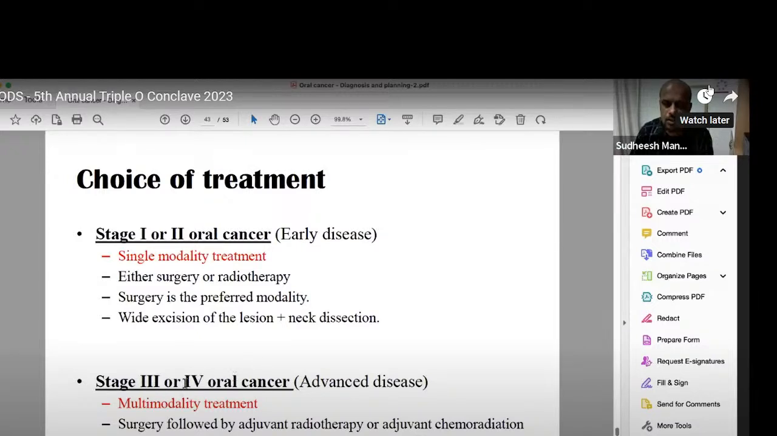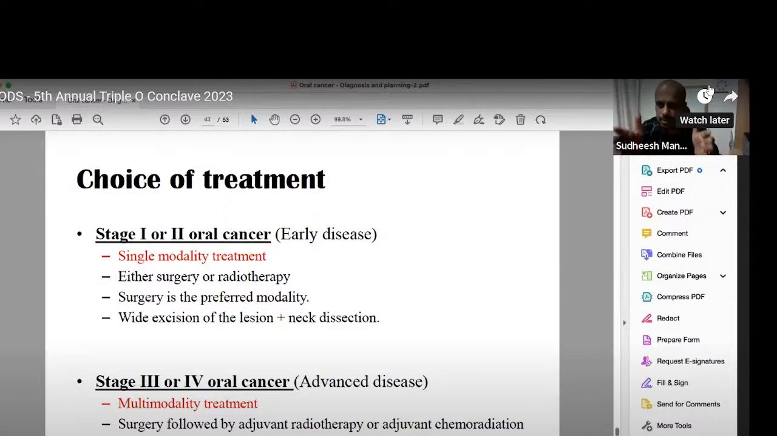For stage 3 or stage 4, that is advanced disease, you need a multi-modality treatment, that is surgery followed by adjuvant radiotherapy or adjuvant chemotherapy. So again, the treatment is divided into 3 basically. There is something called definitive treatment. That is any treatment done to remove the disease from your body. That is called definitive treatment. It can be surgery or radiotherapy.